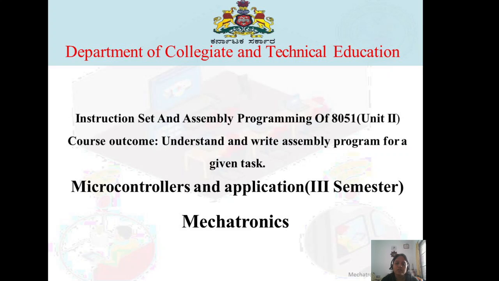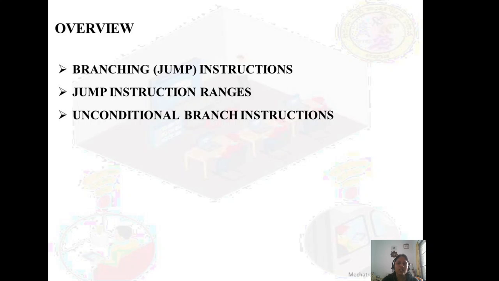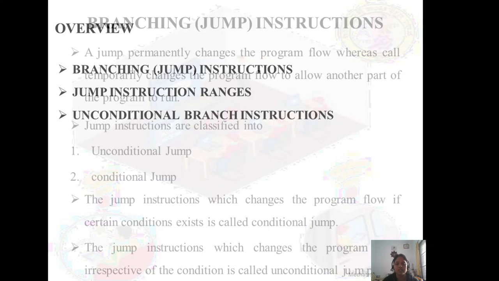Now, in today's session, we are going to see what the branching instructions are. Branching is nothing but your jump instructions. How many types of jump instructions are there? What are the ranges we are having? Jump means where it can jump. It can jump to a small difference range, or it can jump to a long difference range. Today we'll learn branching instructions, jump instruction ranges, and unconditional branch instructions.